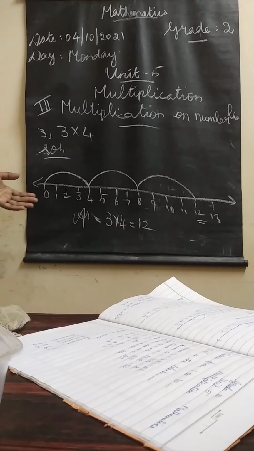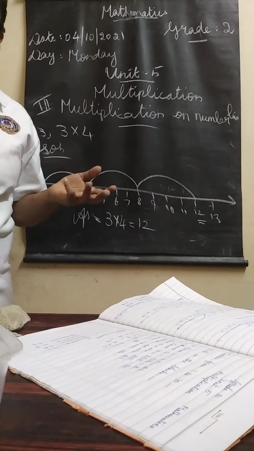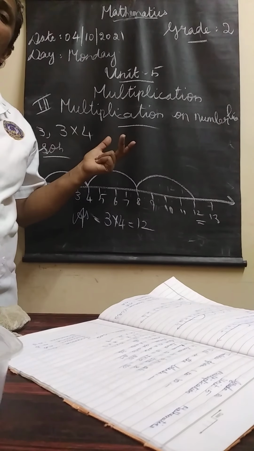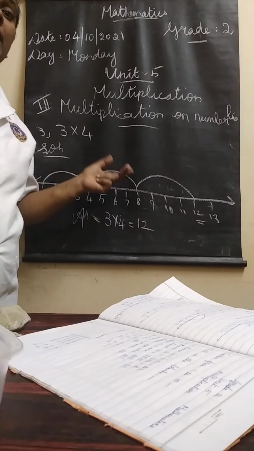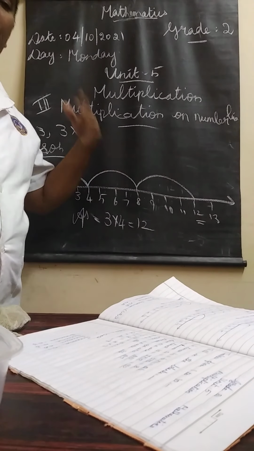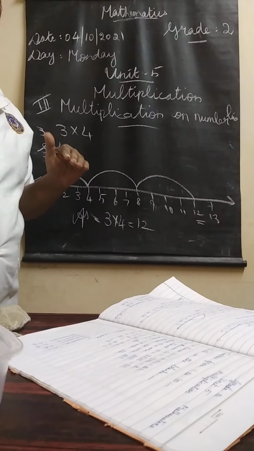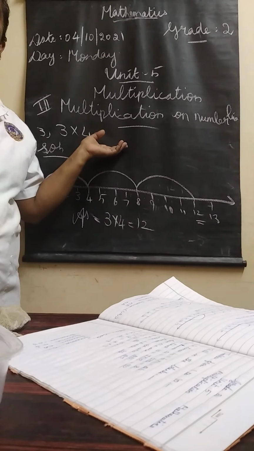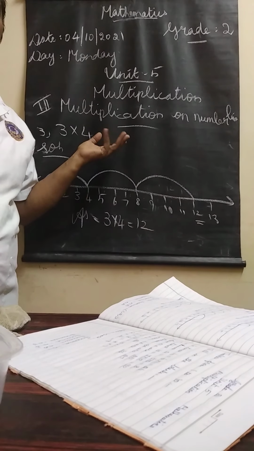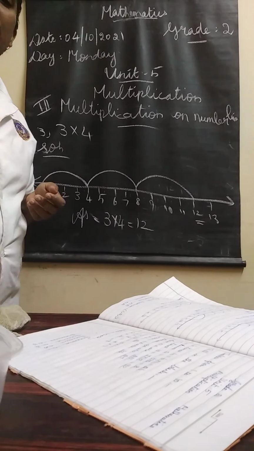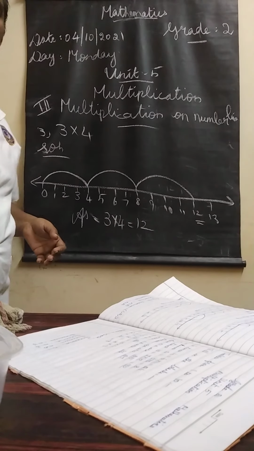Do you understand today's portion? First, what did we study? First, we studied fill-ups. Next we studied addition to multiplication. Now we studied multiplication on number line. Do you have any doubt in today's portion? Have you understood all? Yes.